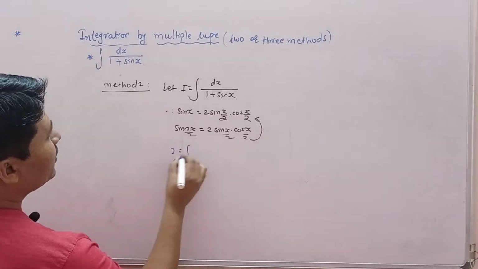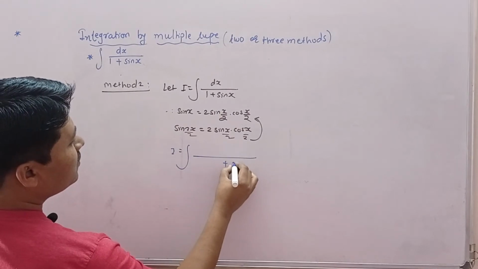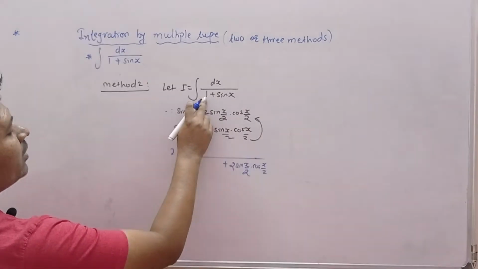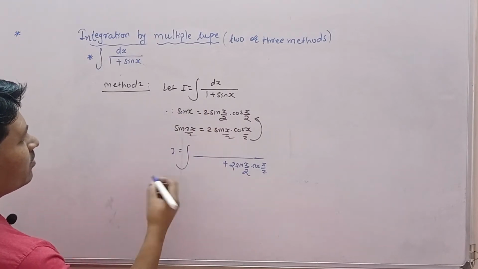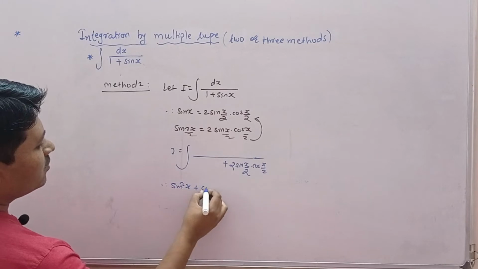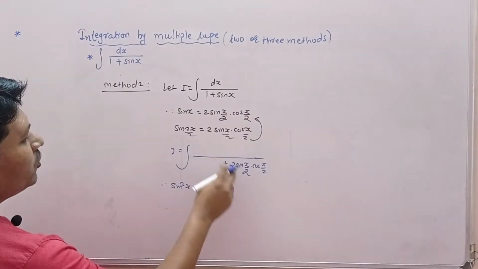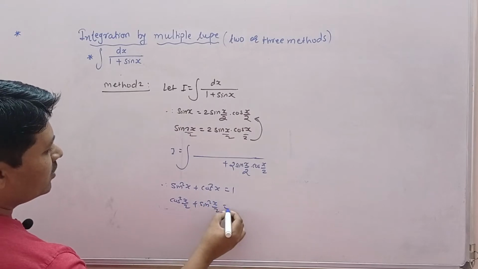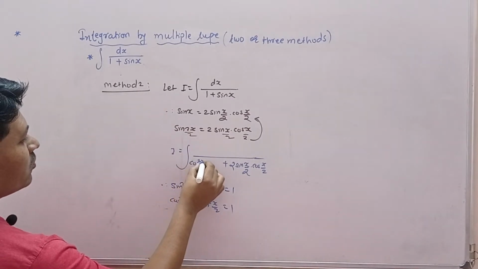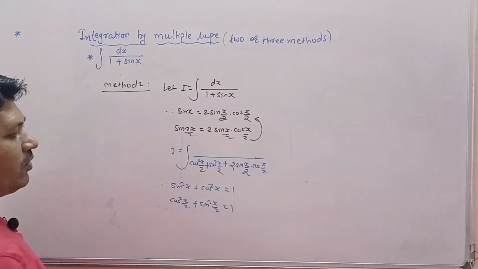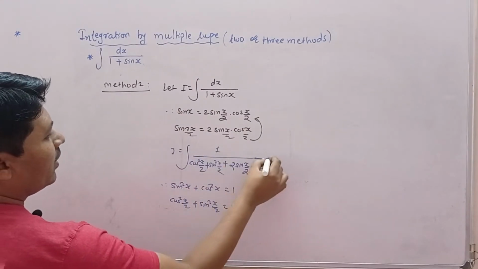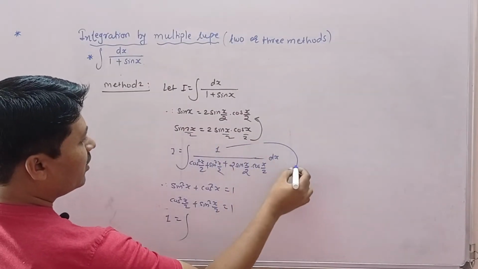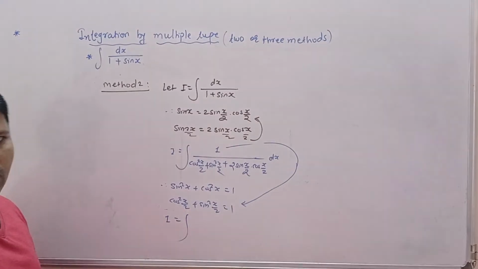Therefore I is equal to the integral of dx upon 1 plus 2 sin x by 2 into cos x by 2. Here we use the identity sin square x plus cos square x is equal to 1, and with the half angle formula we can write cos square x by 2 plus sin square x by 2 is equal to 1. So here we replace the 1 in the numerator with cos square x by 2 plus sin square x by 2.